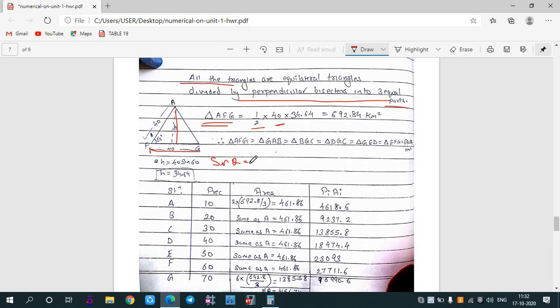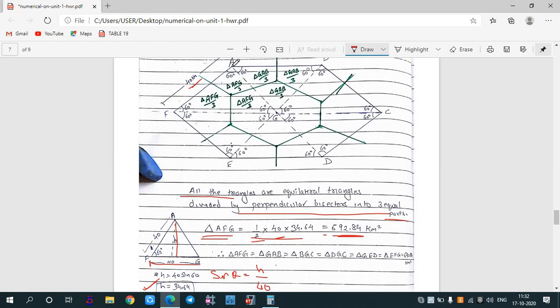So sine theta will be perpendicular upon hypotenuse, so h by 40. So the h value will be 40 into sine theta. Finally, h comes out to be 34.64. So half into base into height gives you 692.84 square kilometers. So we have got the area of one triangle. The area of AFG is 692.84, and this area will be equal to all the other triangles because they are all equilateral triangles.